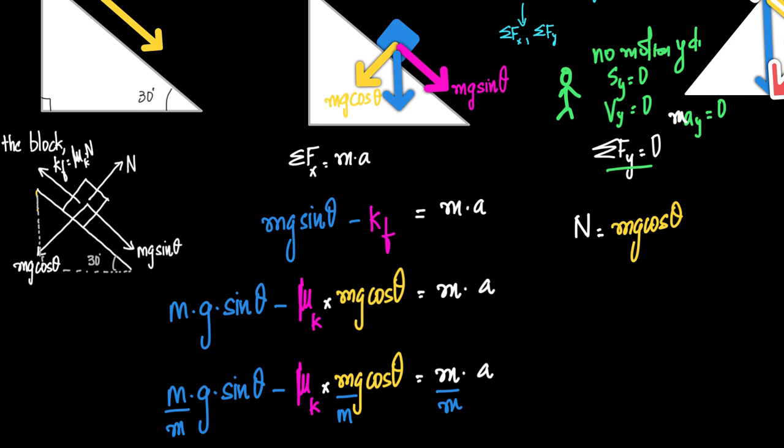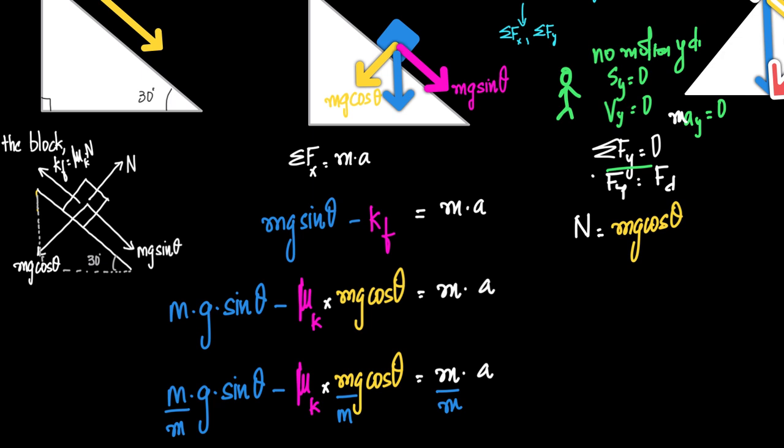What does it mean further? It means further that forces acting in the up direction would be equal to forces acting in the down direction. What are the forces acting up? The only force acting up here is the normal reaction. So we have N is equal to, what are the forces acting down? The only force acting down here is mg cos theta. So we have N is equal to mg cos theta.